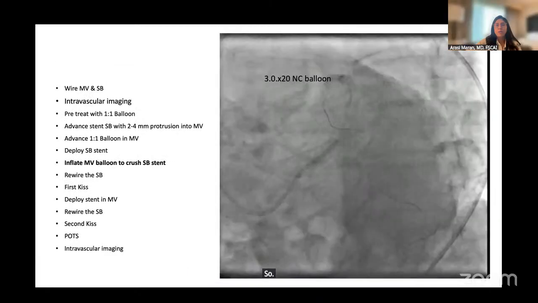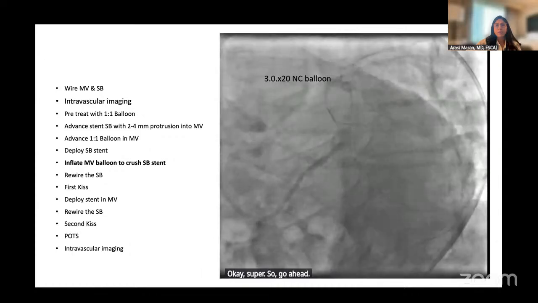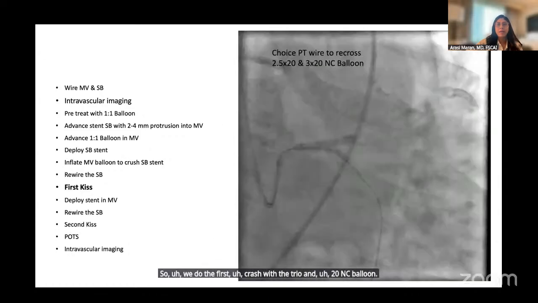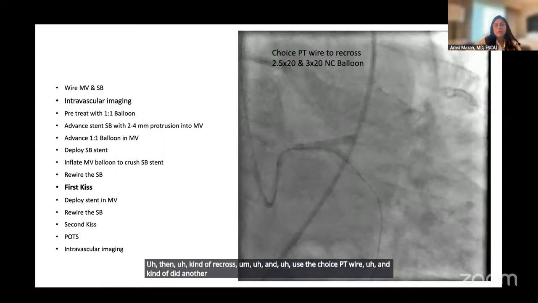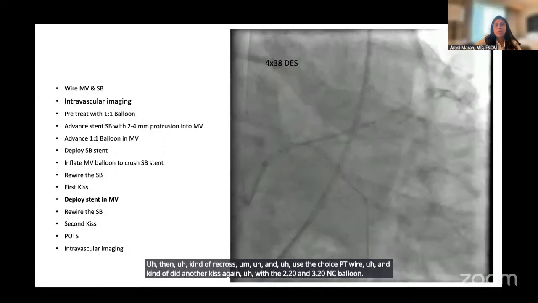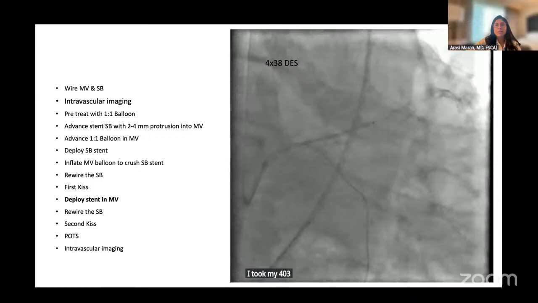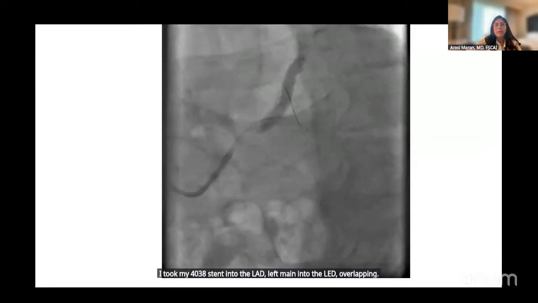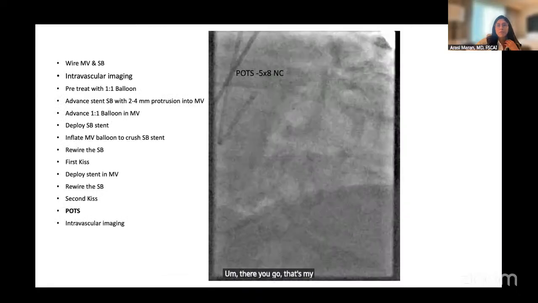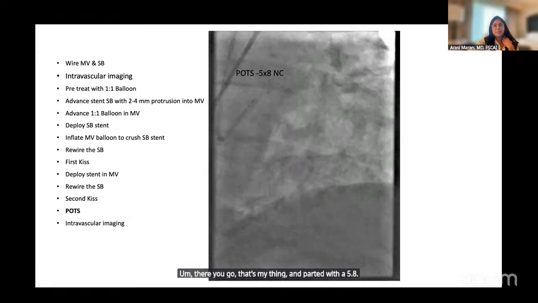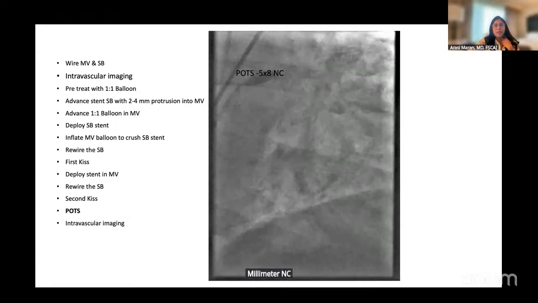So we do the first crush with the 3.0 NC balloon, then recross and use the Choice PT wire and do another kiss with the 2.0 and 3.0 NC balloons. Took my 4.0 by 38 stent into the LAD, left main into the LAD, overlapping. There you go. And POT'd with a 5.0 millimeter NC balloon there. And it looked pretty good.